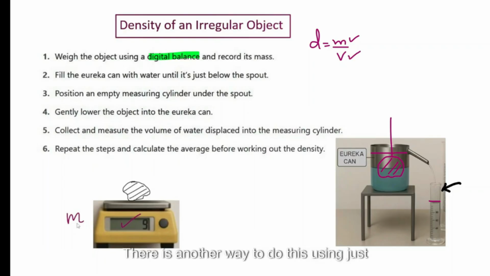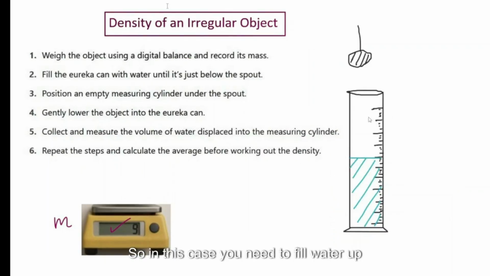There is another way to do this using just a measuring cylinder. So in this case, you need to fill water up to a known level, say V1. Let's assume this is 20 cubic centimeters. Then like before, you need to tie this irregularly shaped object to a string and slowly lower it into the measuring cylinder until it is completely submerged.